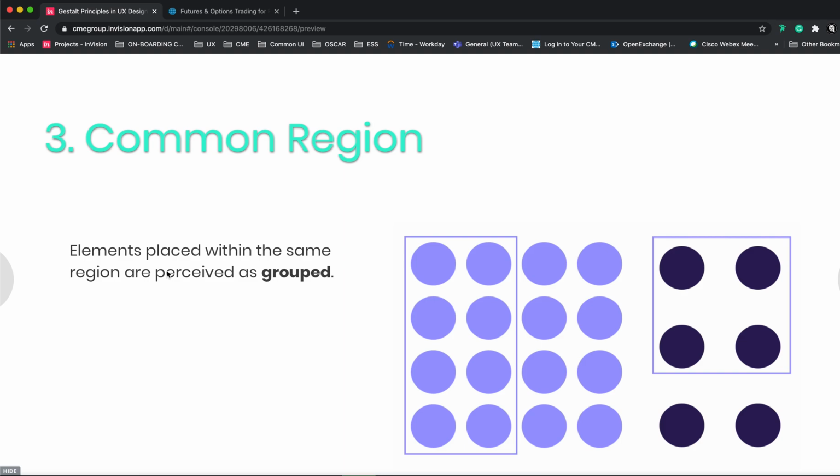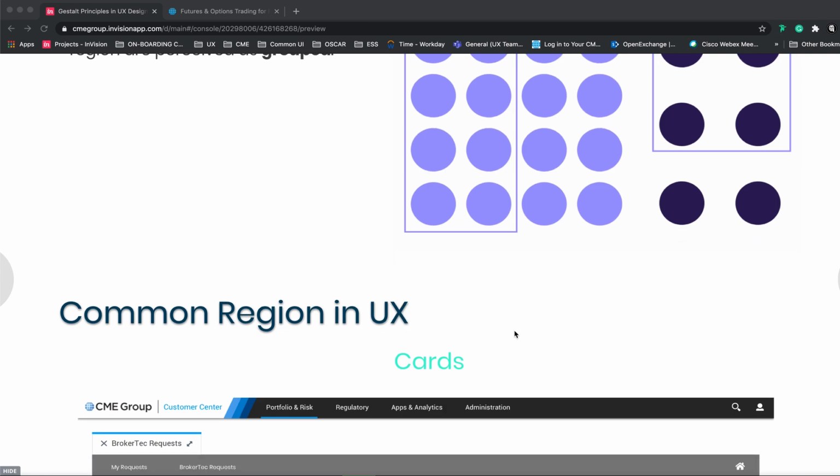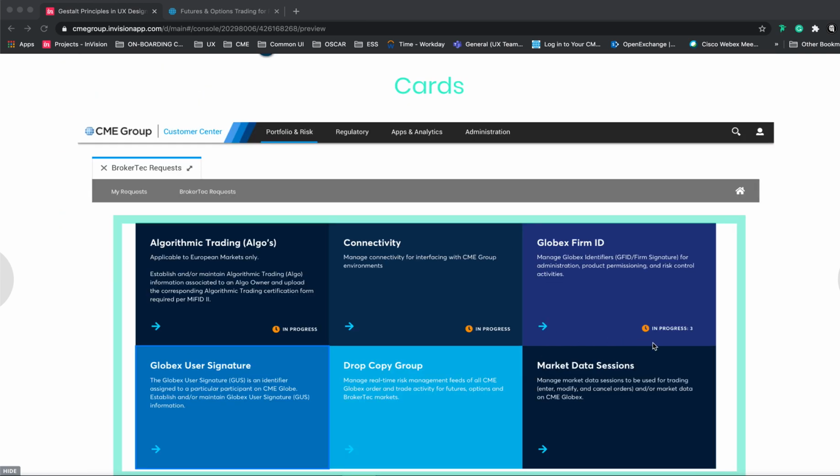Next, we have common region. Elements placed within the same region are perceived as grouped. This is similar to the proximity principle. I think it's particularly useful. It can help with information grouping and content organization, but it could also achieve content separation or act as a focal point. So for common region in UX, I have this example in cards on our website.